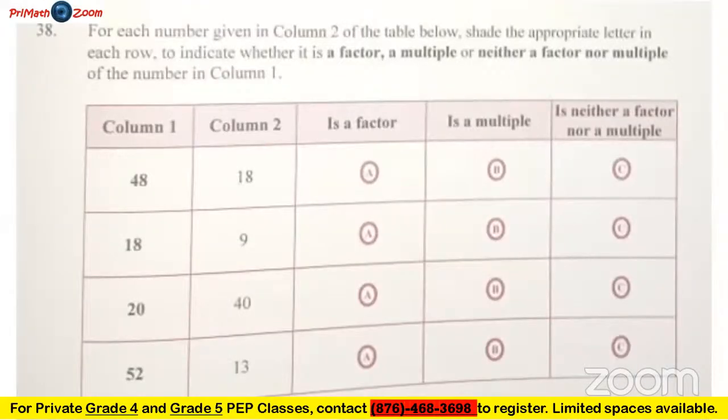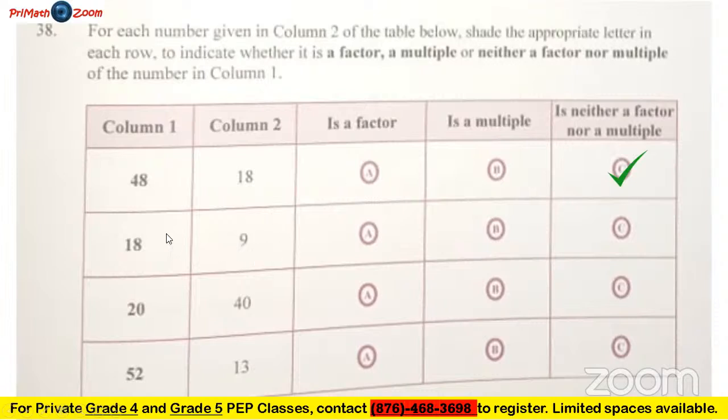Number 38. For each number given in column 2 of the table below, shade the appropriate letter in each row to indicate whether it's a factor, multiple, or neither a factor nor multiple of the number in column 1. So is 18 a factor, or a multiple, or neither of 48? 18 is not a factor of 48, nor is it a multiple. So it is neither a factor nor a multiple of 48.